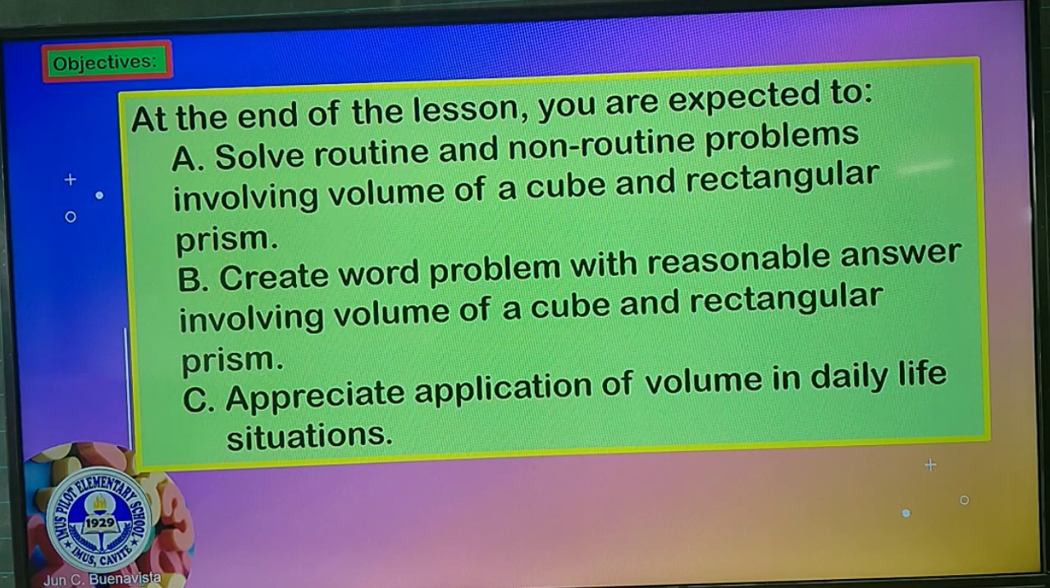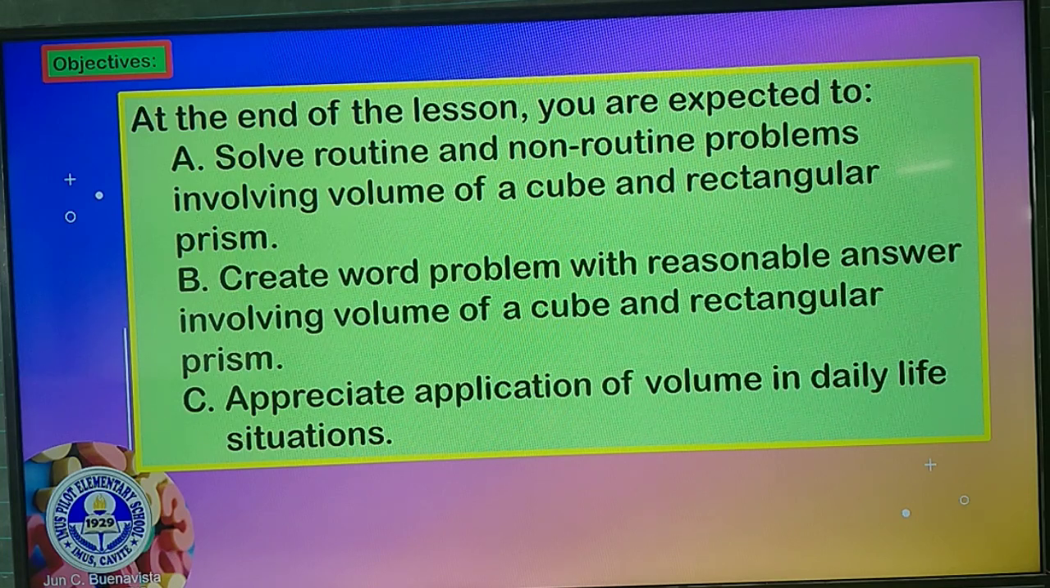Okay, so a routine problem is the basic problem, the one we always use. A non-routine problem uses more than 2 operations in order to get the answer. So we have already learned about routine and non-routine word problems.